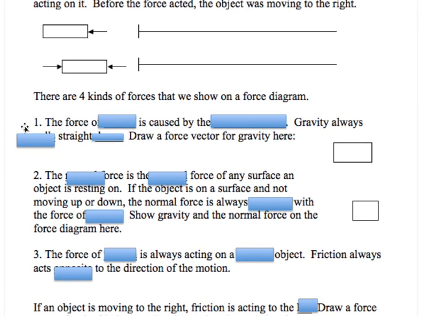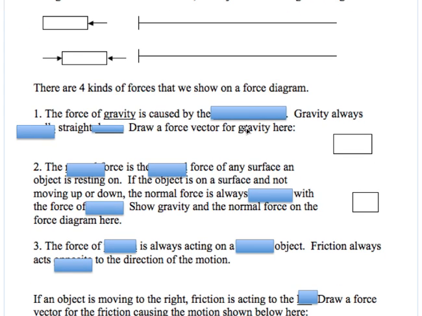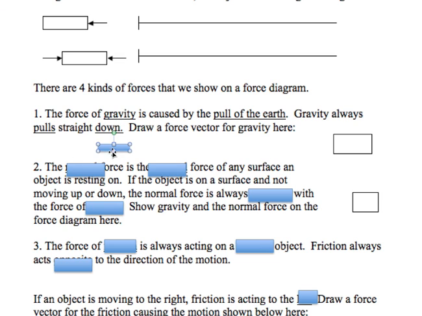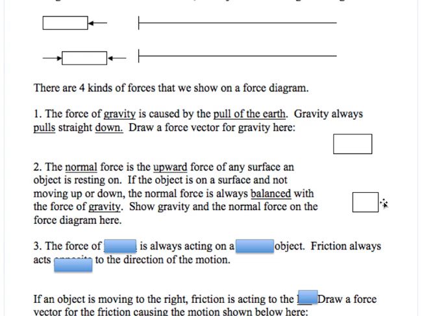There are four kinds of forces that we show on a force diagram. The force of gravity is caused by the pull of the earth. Gravity is always a pull, and it always is straight down. So draw a gravity vector here and label it. The normal force is the upward force of any surface on an object it's resting on. If the object is on a surface and is not moving up or down, the normal force is always balanced with the force of gravity. So draw a normal force and a gravity force on this object.